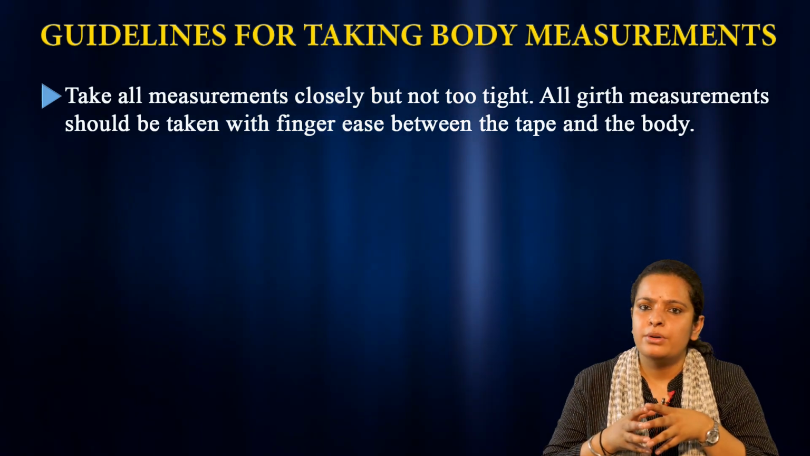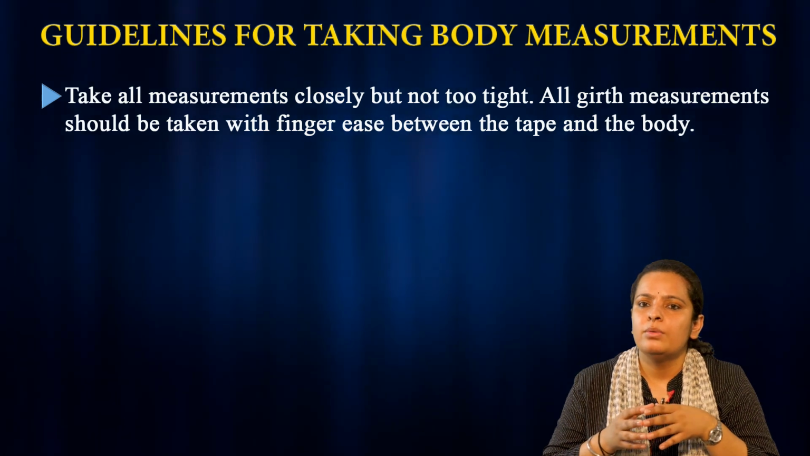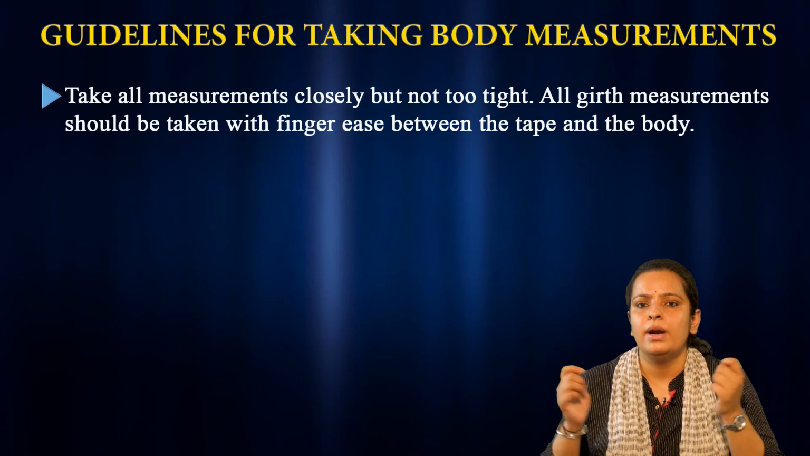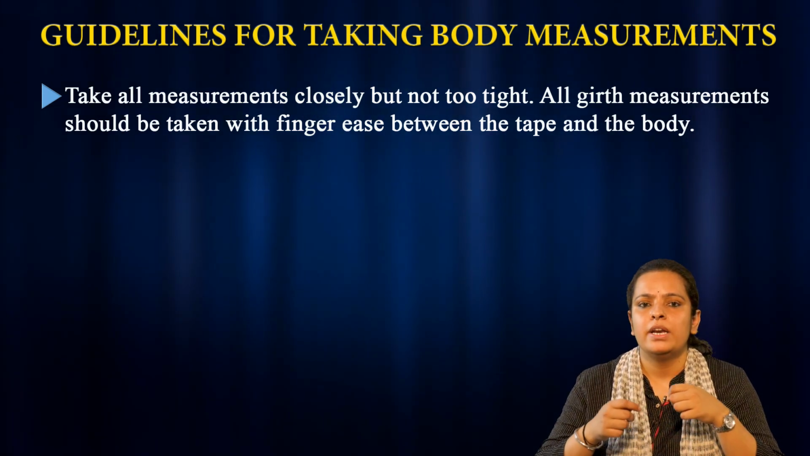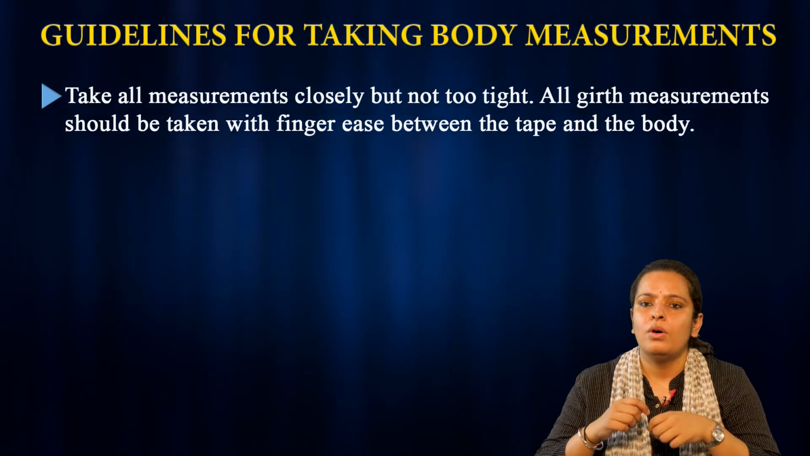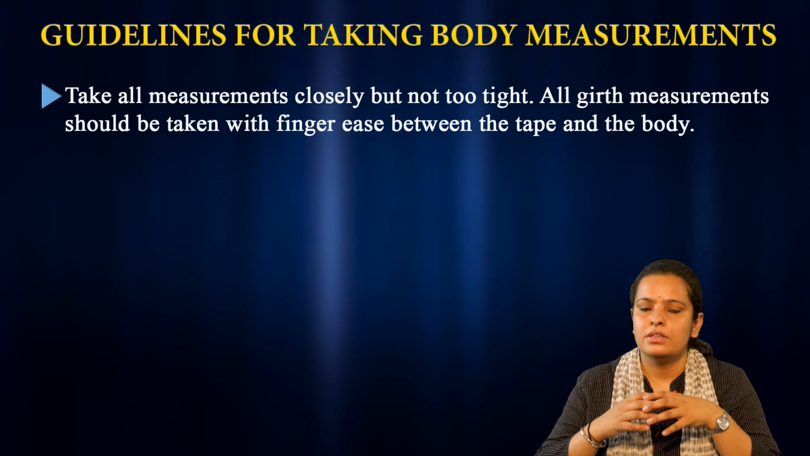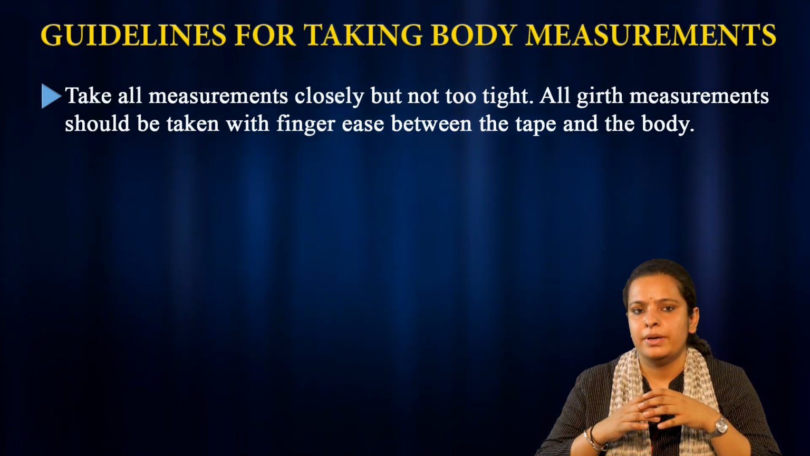So the girth measurement or the round measurement should be taken with a finger ease between the tape and the body. When you are taking a measurement of a round part of the body, like the waist, you should always keep a finger between the tape and the body, to get a good and accurate measurement.